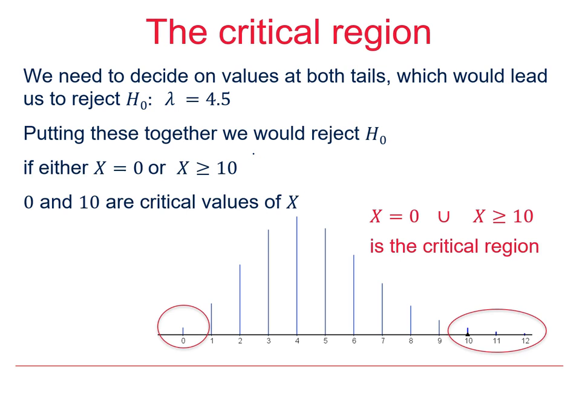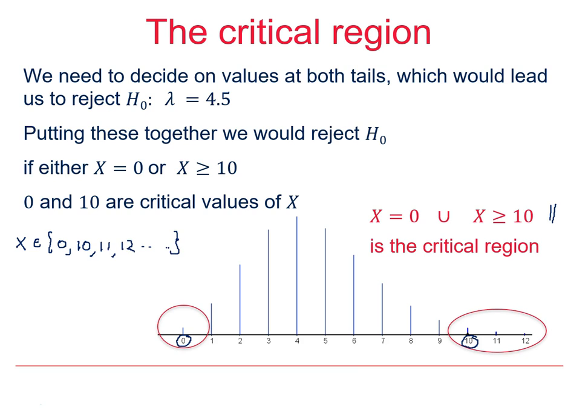0 and 10 are those critical values, and 0 or below, well that's only 0, and 10 or above are our critical regions. And the critical region we can write like that, or you can write it in set notation. And you may see this being used in a question, so it's worth familiarizing yourself with it.